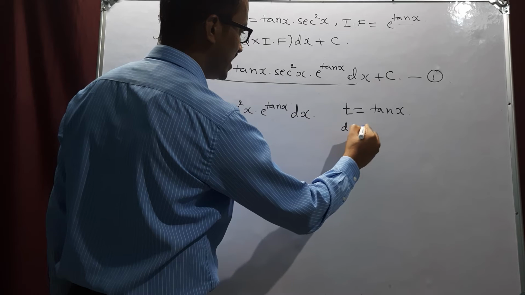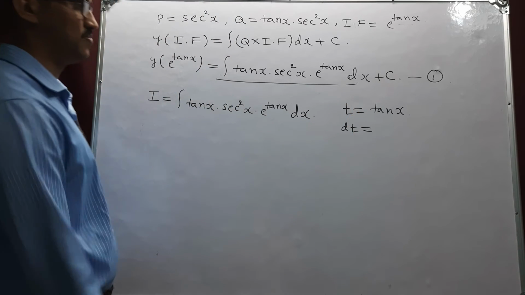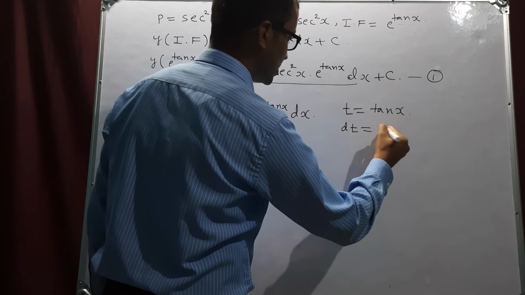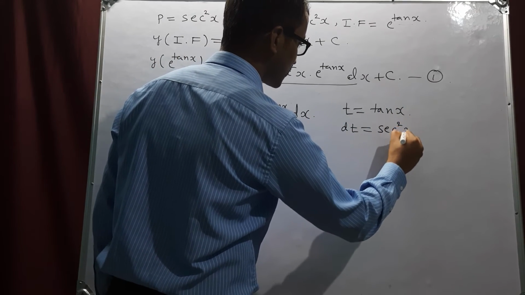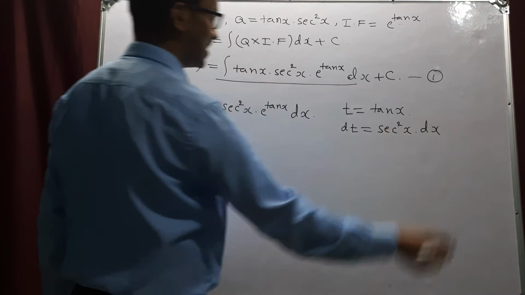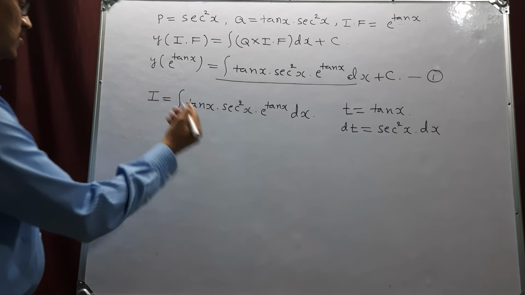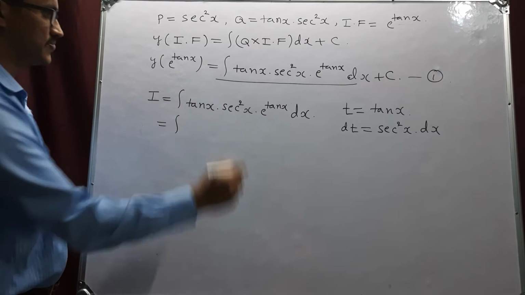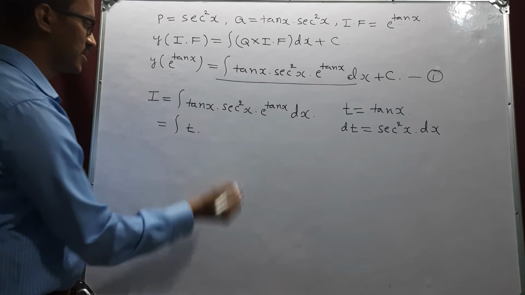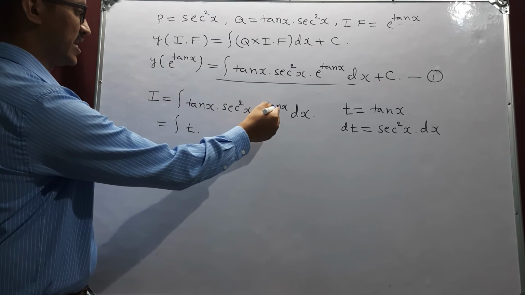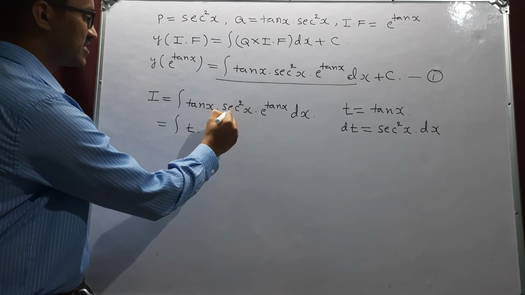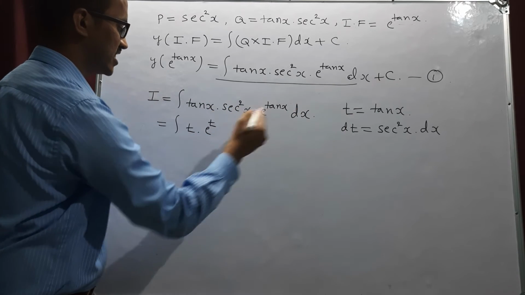Then differentiating both sides with respect to x, dt by dx becomes differentiation of tan x, which is secant square x, or the value of dt becomes secant square x into dx. So in the integral, in place of tan x I can write t, into e power tan x, that means e power t, and secant square x into dx is nothing but dt.